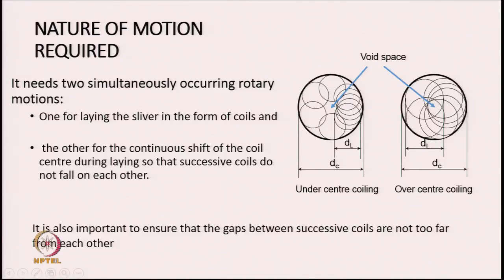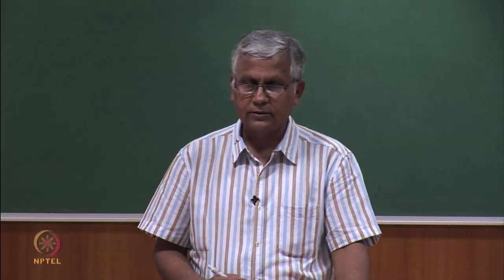So, one motion is for laying the sliver in the form of coils, and the other motion is for the continuous shift of the coil center during laying, so that successive coils do not fall on each other. So, if we want to have such kind of arrangement, two simultaneously occurring rotary motions are required. It is also important to ensure that the gaps between the successive coils are not too far from each other, nor the coils should overlap each other.